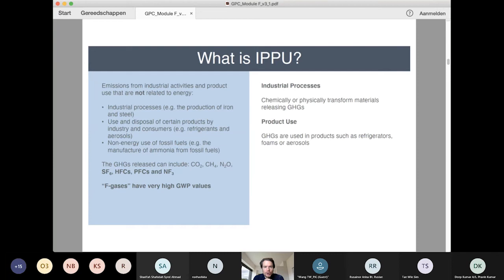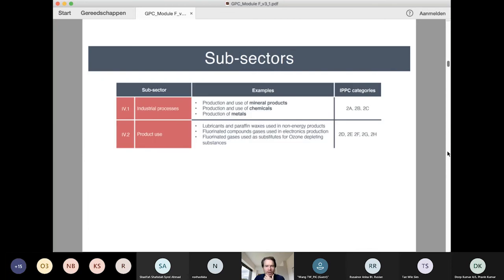So this sector covers both industrial processes and product use. An industrial process is a process that chemically or physically transforms materials. And in that transformation, greenhouse gases get released. So it's a transformation of a product either physically or chemically that releases greenhouse gases. And product use is where greenhouse gases are released from the use of a product. For example, when you're using a refrigerator, when using a foam product or an aerosol, it gets released when you're using the product, but you're not transforming something, but you're using something. So 2 very separate subsectors covered by IPPU.